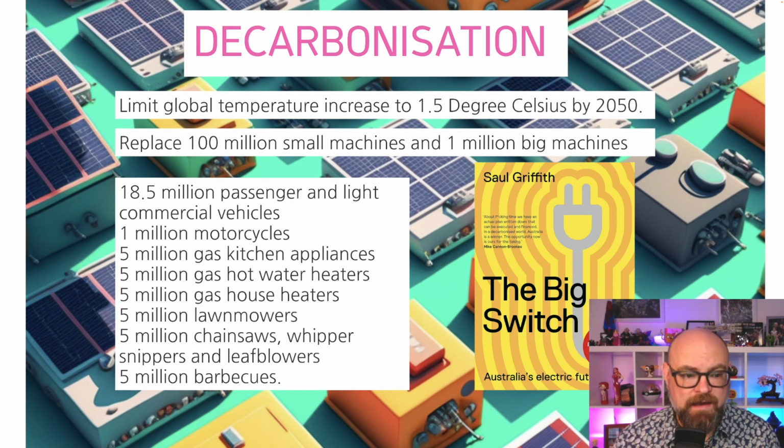Now, this means that we have to get off the roads almost 19 million passenger and light commercial vehicles. That's crucial. They need to be electric vehicles, and we need to be able to power those electric vehicles. But we're also talking about motorcycles. We're talking about gas kitchen appliances and gas hot water heaters. They are absolutely fundamental to be gotten rid of and to replace with new electric-powered systems. But also things like lawnmowers, chainsaws, whippersnippers, leaf blowers, barbecues. This is the goal for what Saul Griffith calls the big switch.